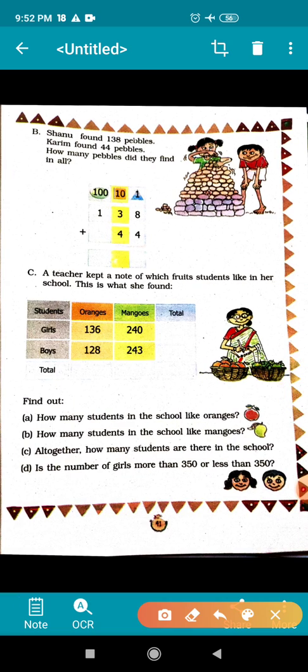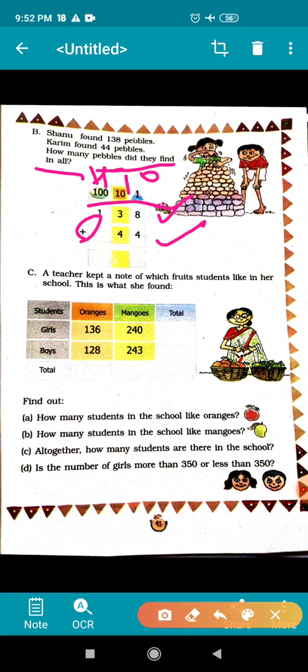Here you can see Shanu found 138 pebbles. It is written 138 pebbles. And Kareem found 44 pebbles. How many pebbles did they find in all? In all means what you have to do? You have to put a plus sign. Then after you have to add. Children, this is 100, 10 and 1. This is ones, tens and 100 place. This is written in digits, so please don't get confused.